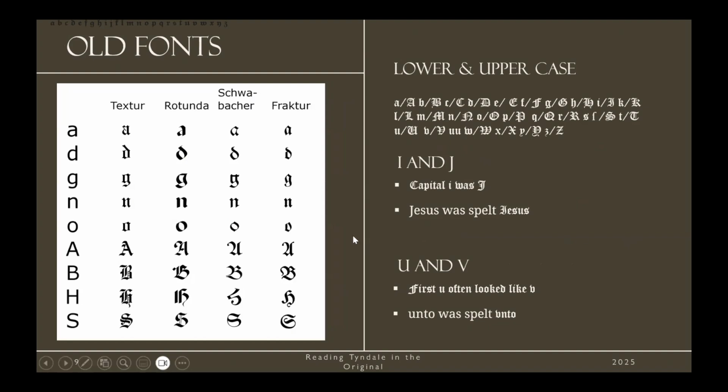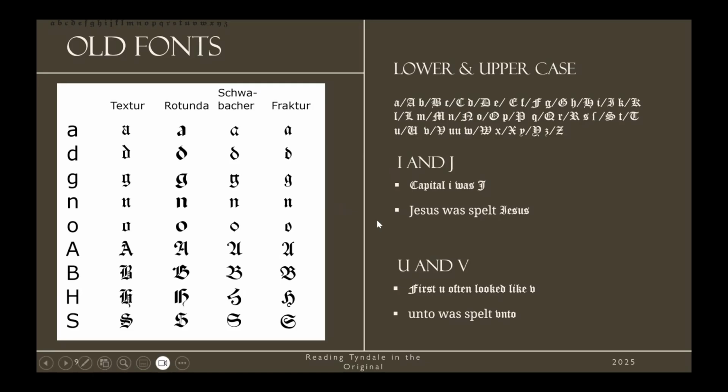Here's an example of some of the fonts which were in use in those days. And I've just given you some example of some of the letters so you can see how they look. Some of them are pretty obvious, but some of them are a bit confusing. In these days, the letter I existed, and if you put a tail on the I, it looks like a modern J. But J was not considered a separate letter in those days. A J was just an I with a tail. So when they spelt Jesus, it was actually a capital I.